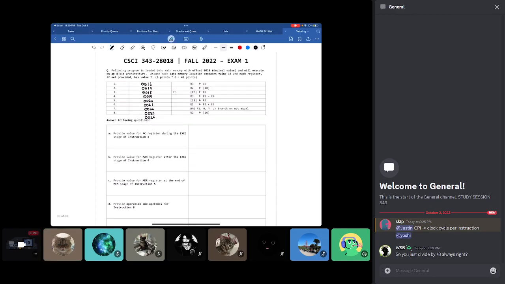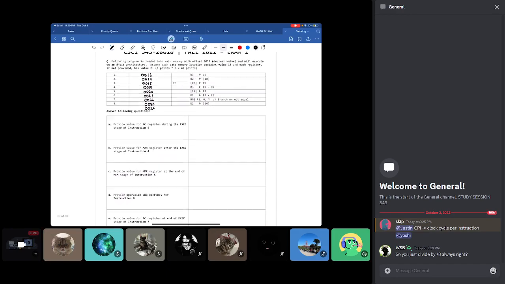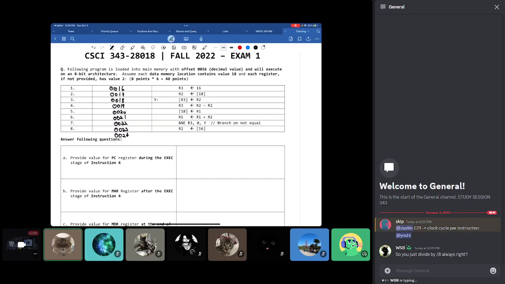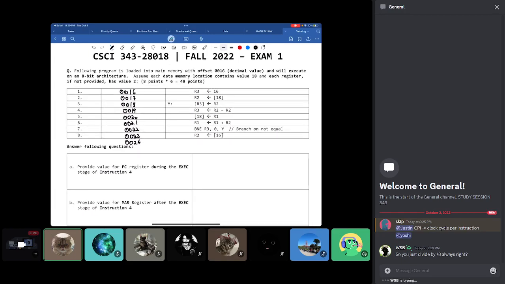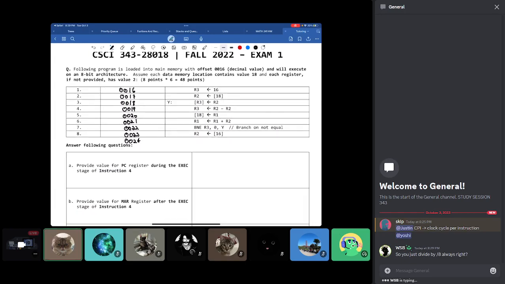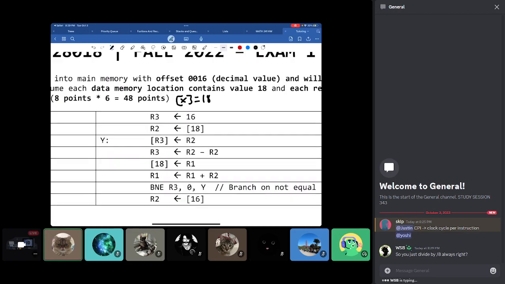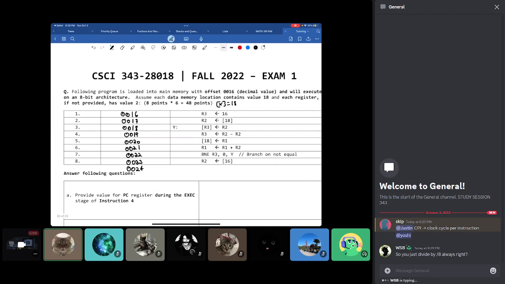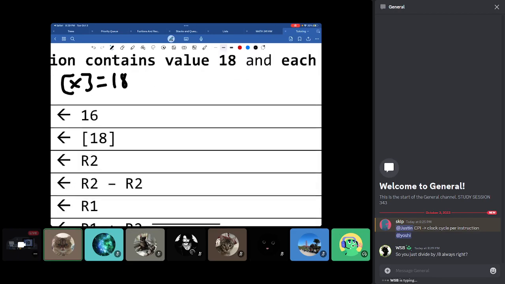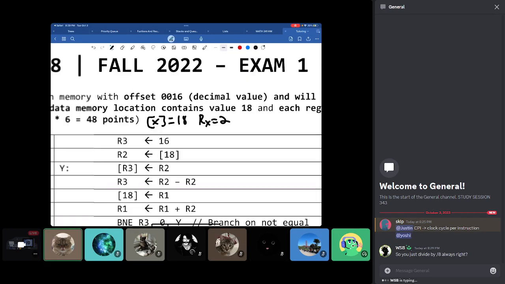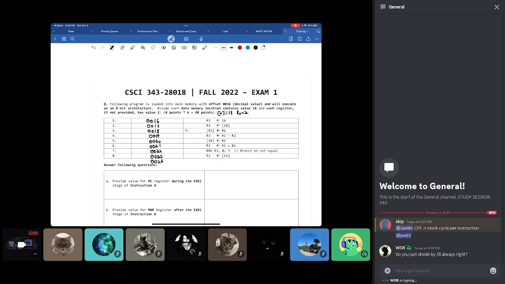So it says assume each data memory location contains value 18. So for any data memory location X, that's going to be 18. And each register, if not provided, has value 2. So for any register Rx, that's just 2. Okay.